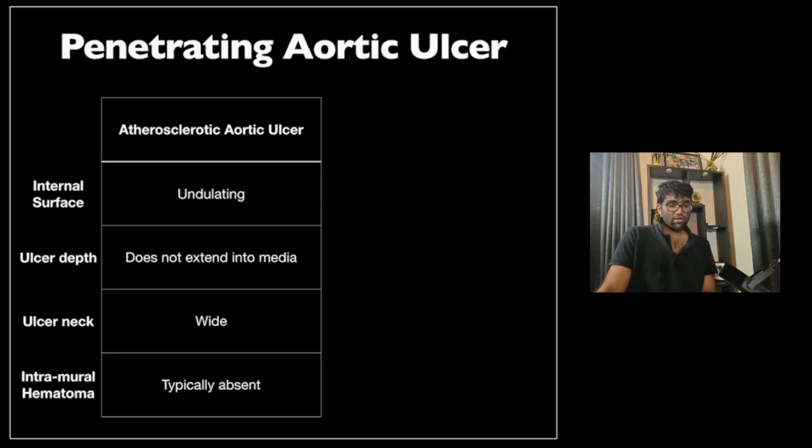So in case of atherosclerotic ulcers, the internal surface of the ulcer is undulating. Ulcer depth does not extend into the media, although this can be difficult to differentiate. Ulcer neck is very wide, and intramural hematomas are usually not present in the same area as the ulcer.